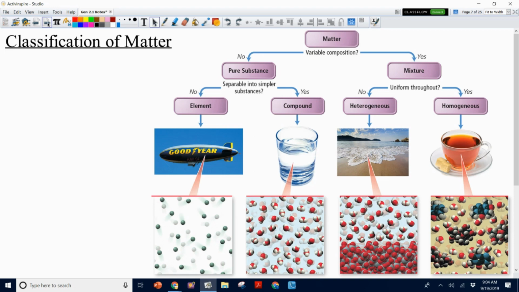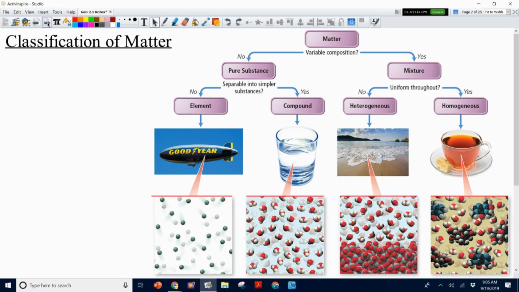So we have to decide if it's a pure substance or a mixture. If it is a mixture, which means that it has atoms of different types or molecules of different types mixed together, then you're going to go to the right. And there's only two types of mixtures, heterogeneous and homogeneous.